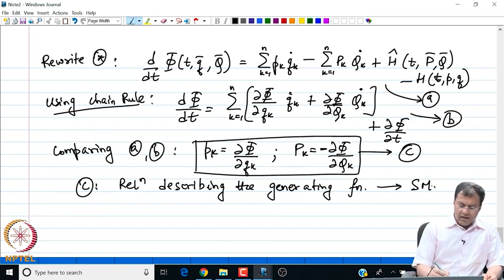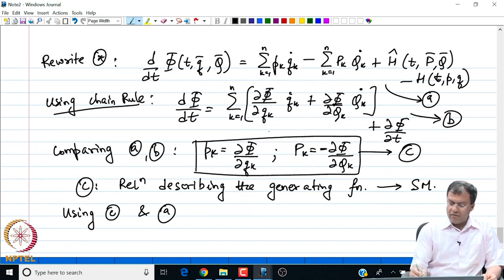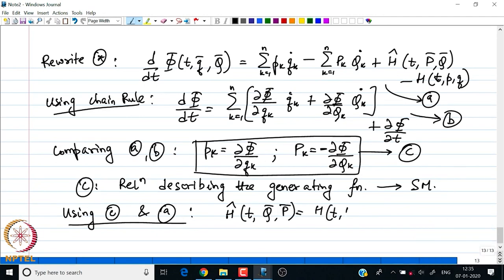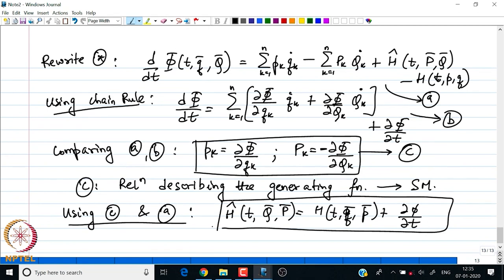We will see through an example. Using C and A, once we have compared everything, all that remains is that partial phi partial t is the sum of this Hamiltonian. So, all I am left with is that h hat of t comma q bar comma p bar is equal to h of t comma q, p plus partial phi partial t. So this is the relation. Let me just take back a few words. The first set of relations C describes the symplectic map, and this relation describes the generating function phi.